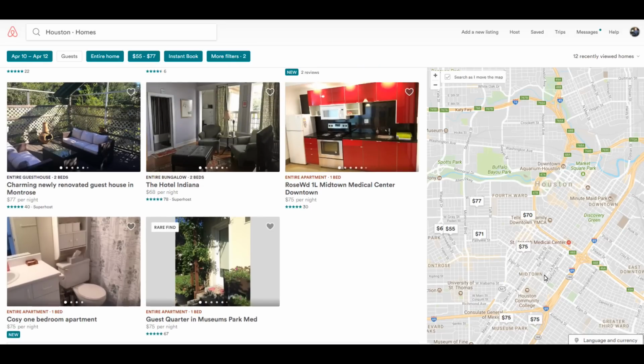So this is the neighborhood that the cheaper ones are in. See over here, below West Gray. This is more Montrose Museum Park. This is more Midtown. Actually, I've got some property right here, and I've got a lot of property up here.